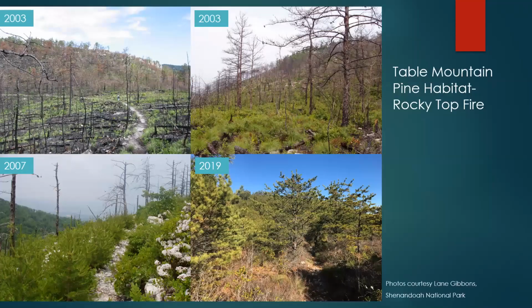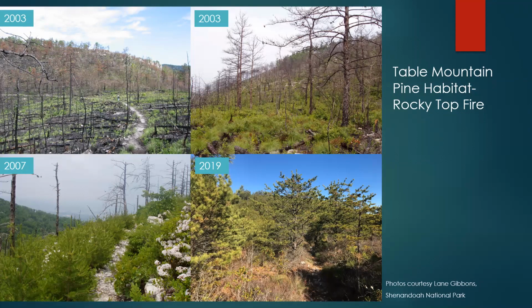And these are a series of photos showing Table Mountain pine regeneration after a high severity fire. High severity fires are often called stand replacing fires due to the fact that most of the mature trees are killed. The top left photo shows an area of the Rocky Top Fire in Shenandoah National Park a few weeks after the fire had occurred.